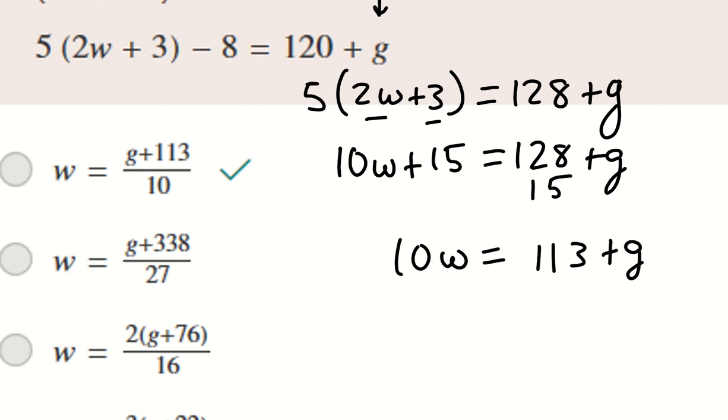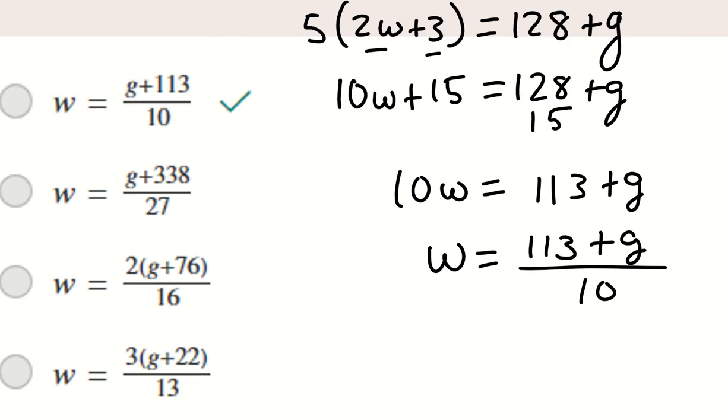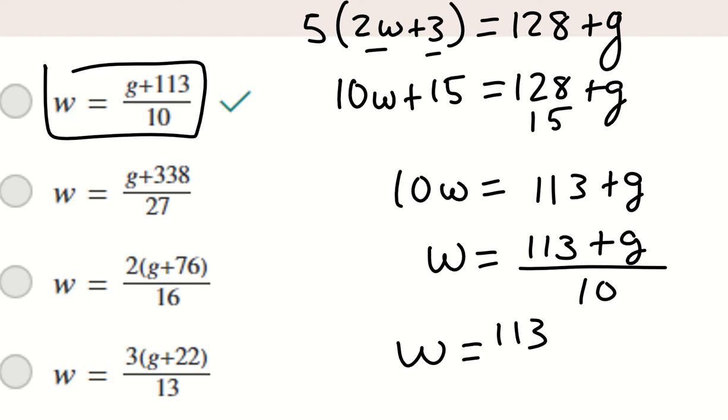And then finally, to solve for w, I'm just going to divide both sides by 10. Divided by 10. And if I wanted to, this is a great answer, and this is the form that they left it in, but it could be the case that maybe they wrote the answer as 113 over 10 plus g over 10. This is the same, right? I'm dividing that binomial 113 plus g. I'm dividing both of those by 10.